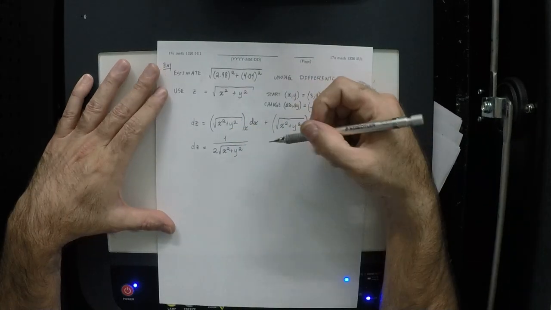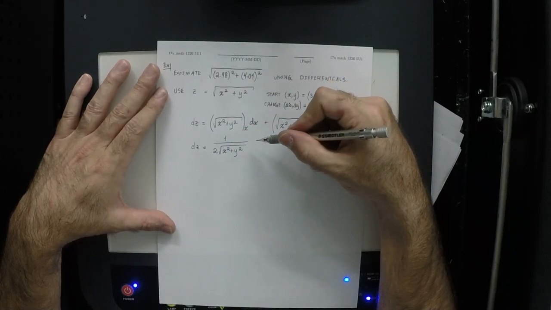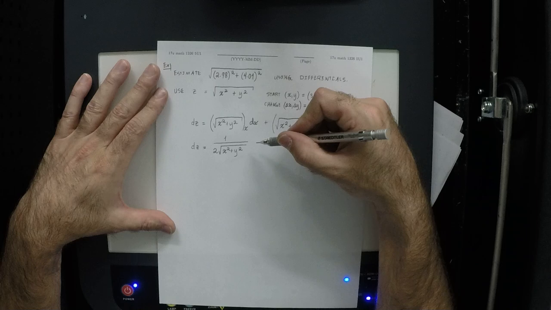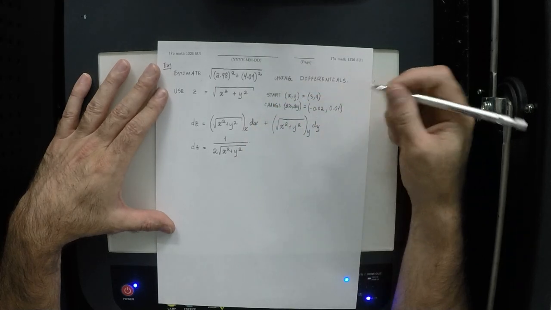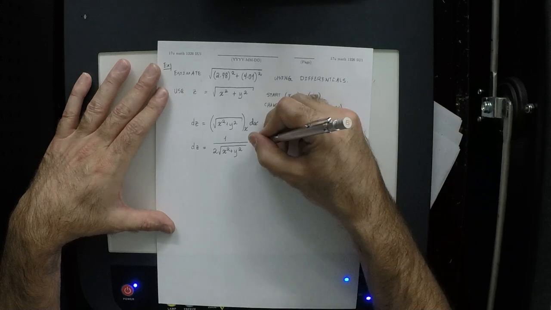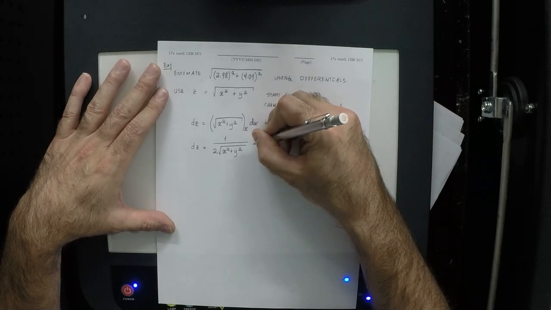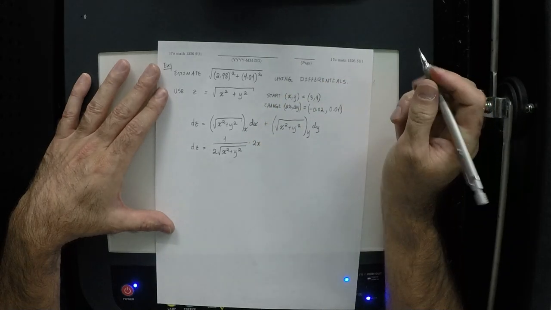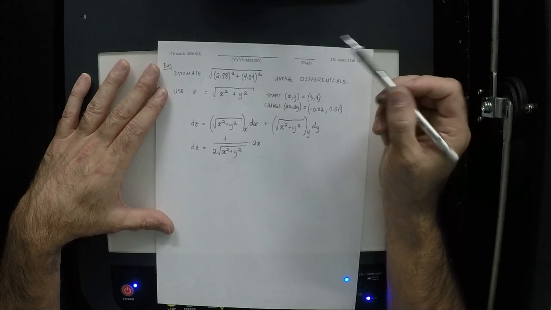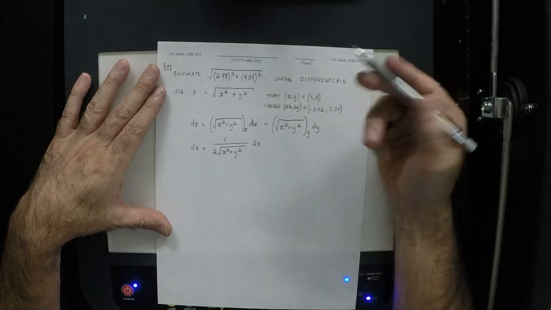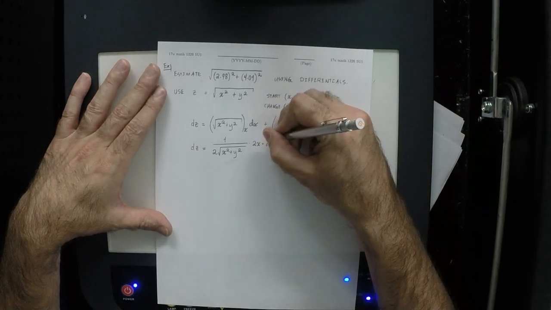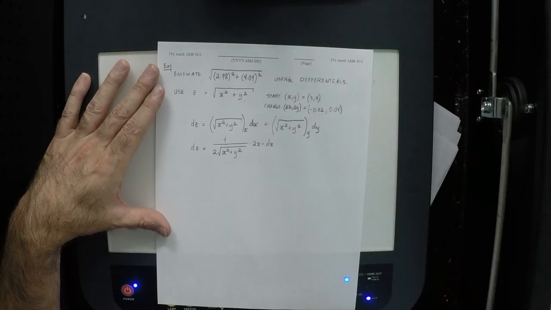And then what else belongs here and y? A dx belongs here, but it comes even after something. 2x belongs here. I agree. And why does that 2x belong there? Right. It's the derivative of the stuff that's in the square root. So then multiplied by differential dx.